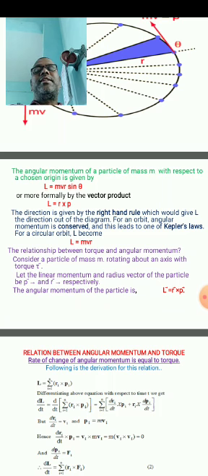By vector notation, L vector is equal to r vector cross p vector. The direction is given by the right-hand rule, which would give L the direction out of the diagram. So for an orbit, angular momentum is conserved, and this leads to one of Kepler's laws. For a circular orbit, L becomes mvr, where linear momentum p is equal to mv.